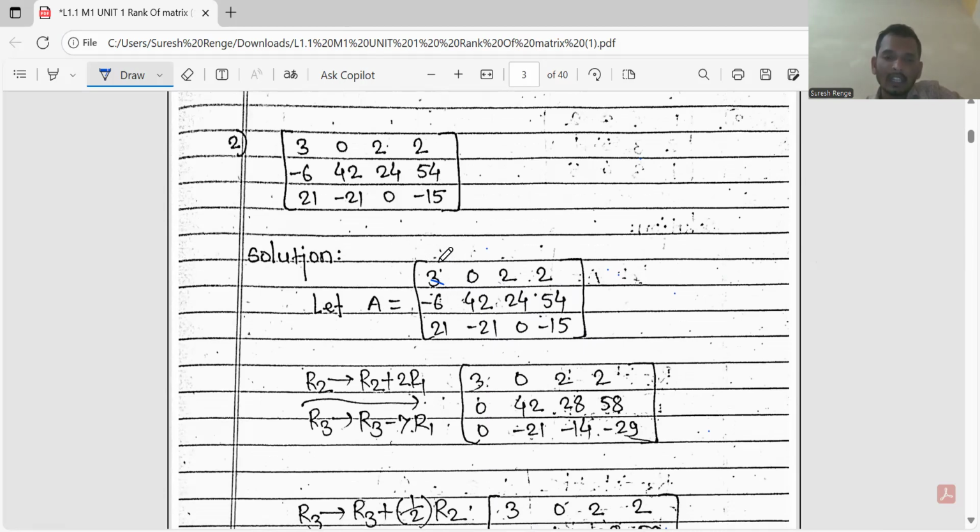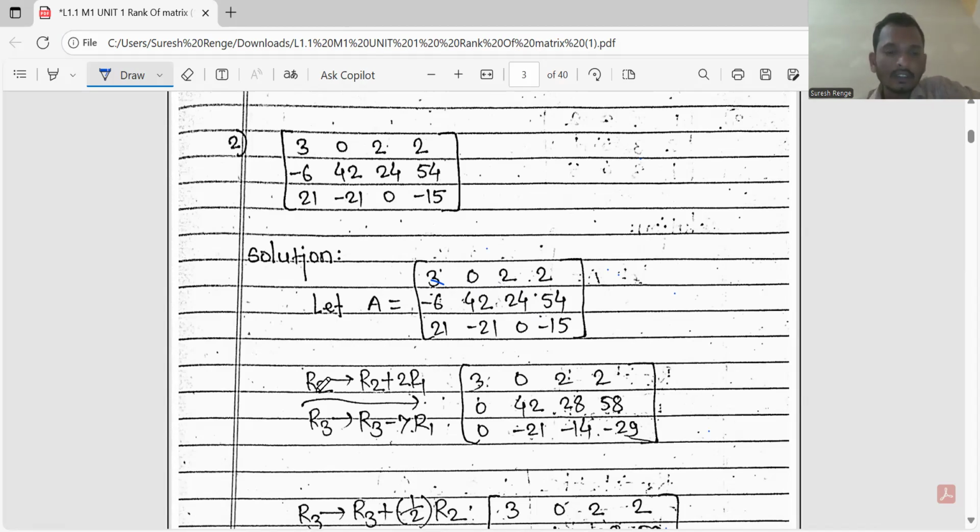This means the leading element is 3. We want to make all the elements which lie below it 0. This means we want to make this minus 6 equal to 0, and 21 equal to 0. What is your observation? You are thinking of making that 3 into 1. Here, there is no need to make 3 into 1, because minus 6 is also a multiple of 3 and 21 is also a multiple of 3.